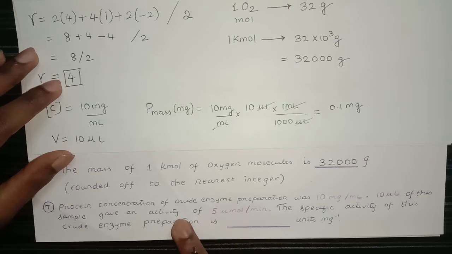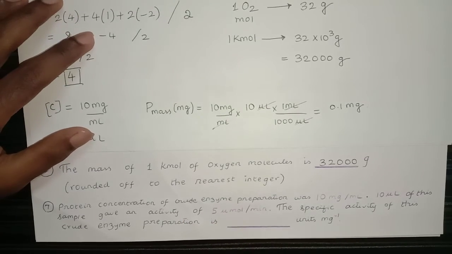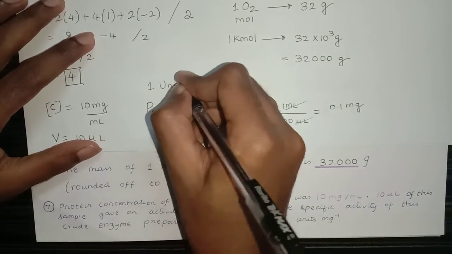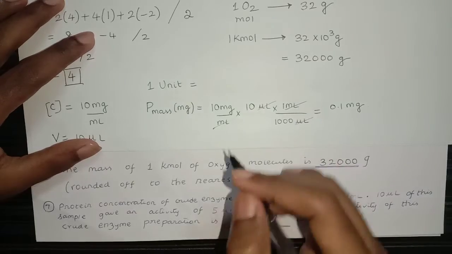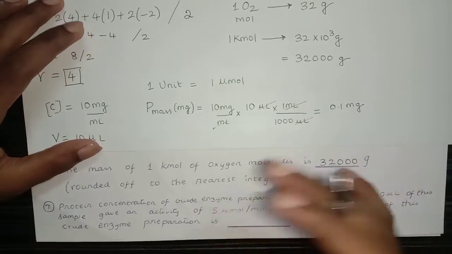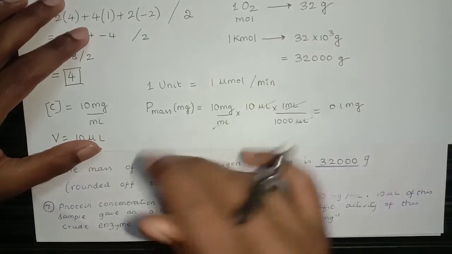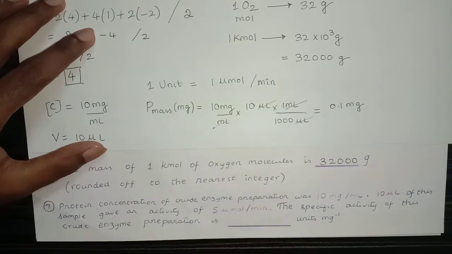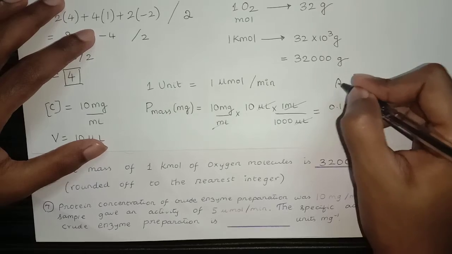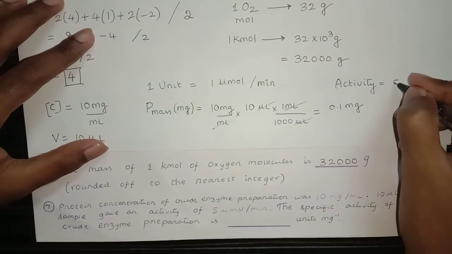And we have been given the activity, say 5 micromole per minute. So let's define what is the general unit of activity. There is 1 unit of enzyme activity, which is nothing but 1 micromole of substrate being converted to product by an enzyme per minute is the activity in units. Here it's 5 micromole per minute, which is equal to the activity of the given enzyme, nothing but say 5 units.